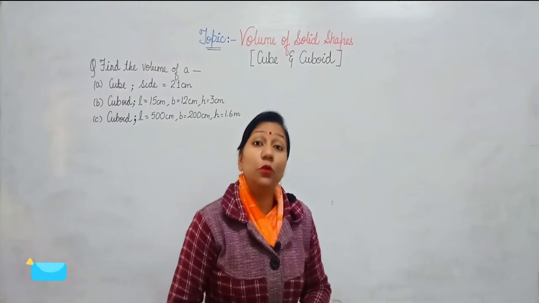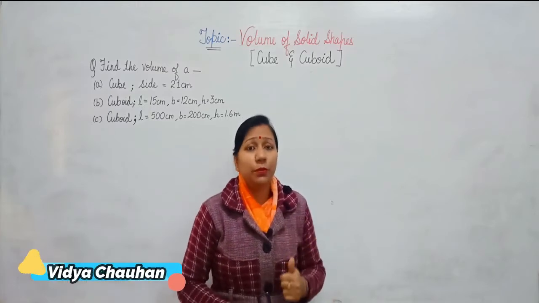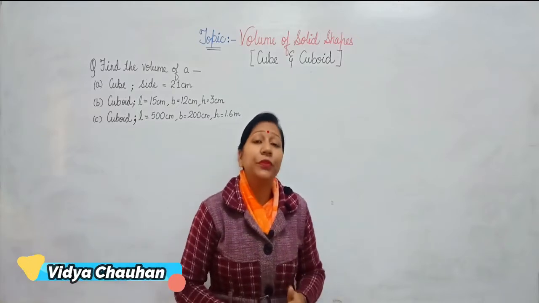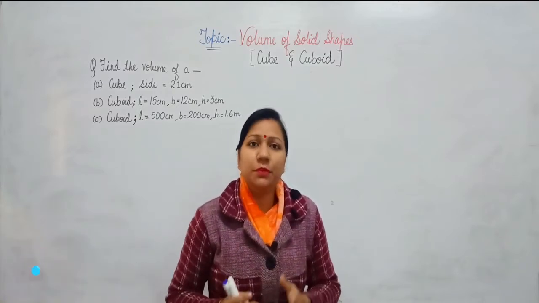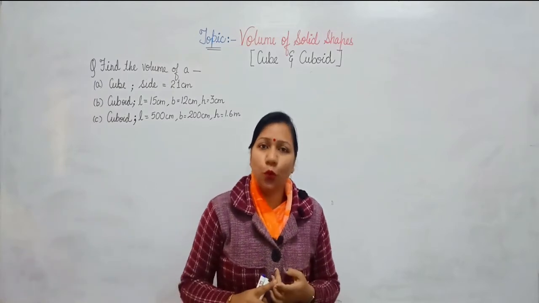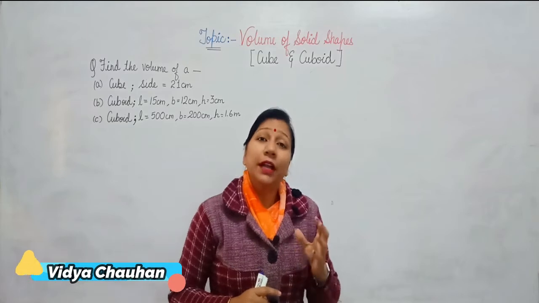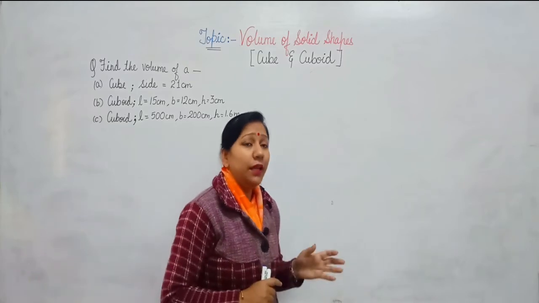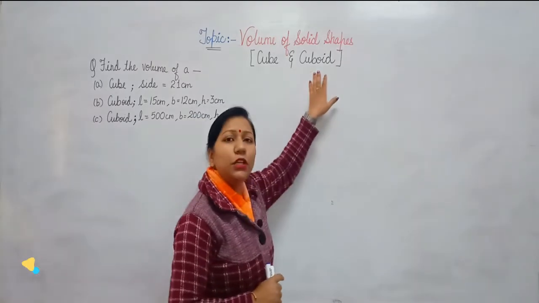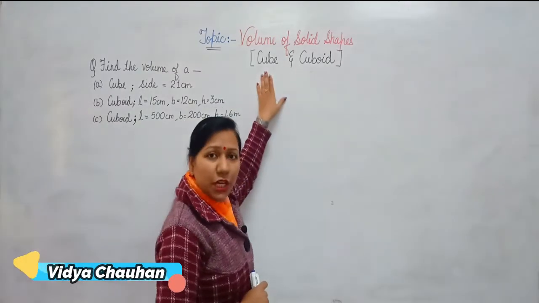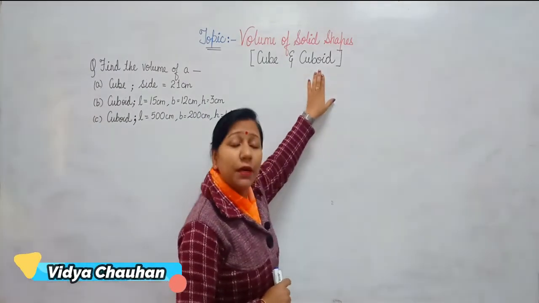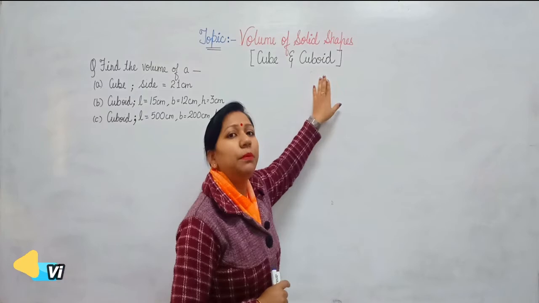Today we are discussing volume, and volume is to be calculated only in the case of solid 3D shapes. You have studied many solid shapes in your previous classes: cube, cuboid, cylinder, cone, sphere, hemisphere. Now in this chapter we are going to discuss the volume of two solid shapes, cube and cuboid. Cube is a solid shape made from a square, and cuboid is a shape made from a 2D shape, the rectangle.